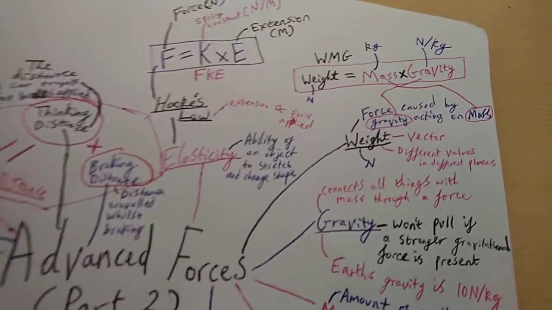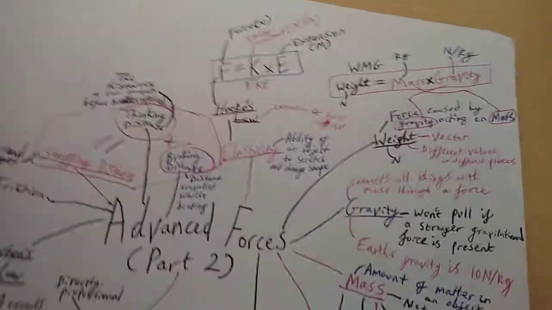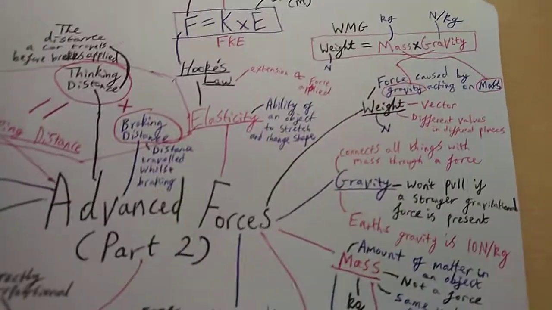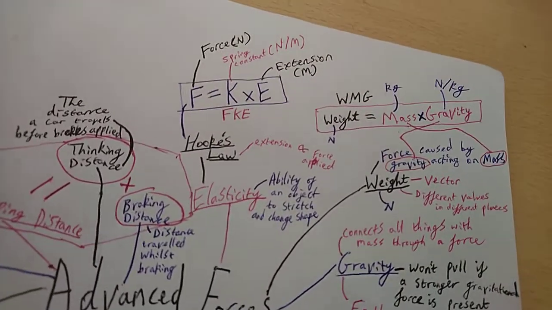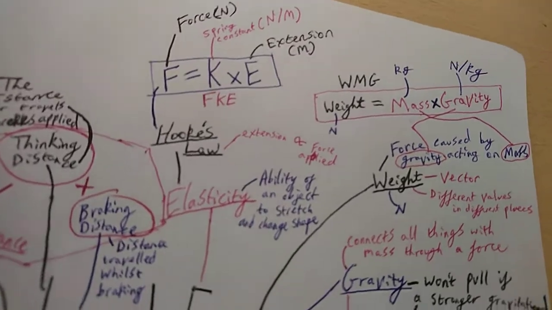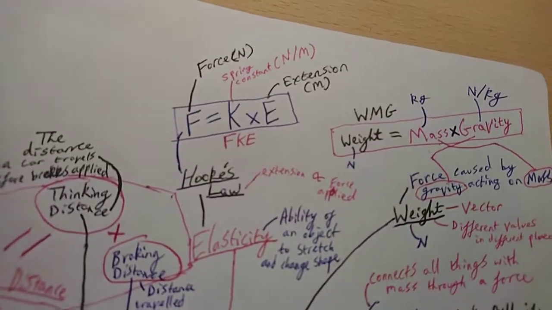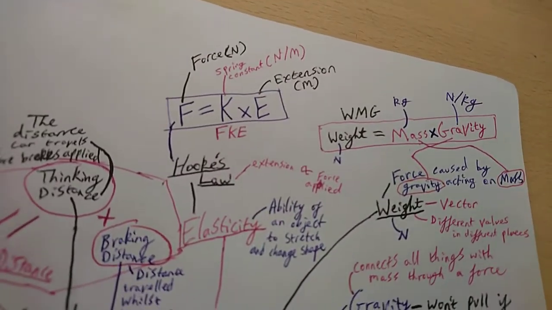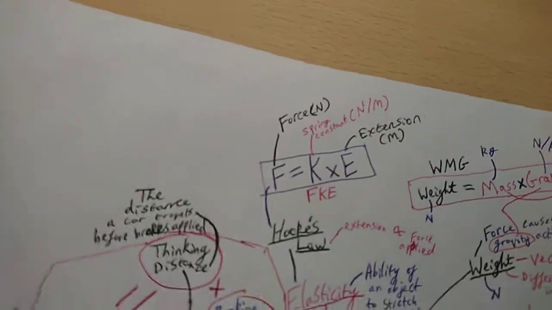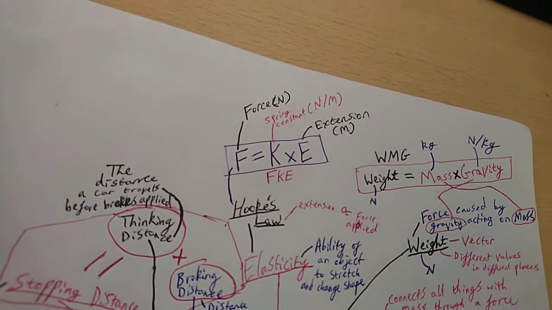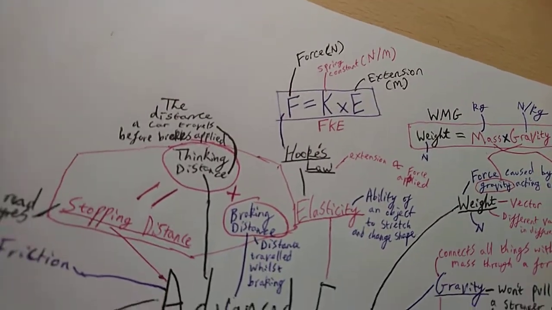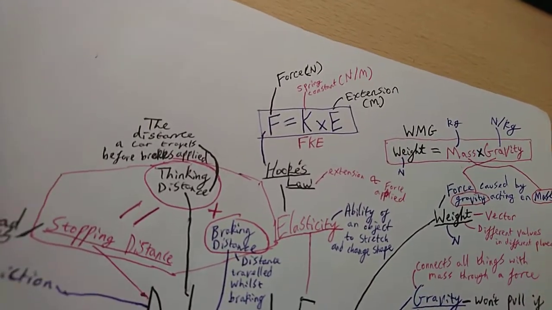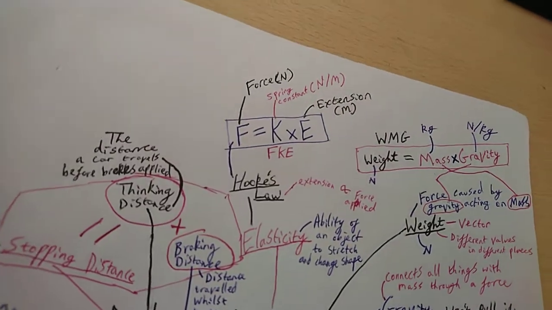So let's move on to elasticity. Elasticity is the ability of an object to stretch and change shape. It is governed by Hooke's law, which basically shows that the extension is directly proportional to the force applied. And the equation for this is F = kE, where F is the force in newtons, k is the spring constant in newtons a meter, and E is the extension in meters.